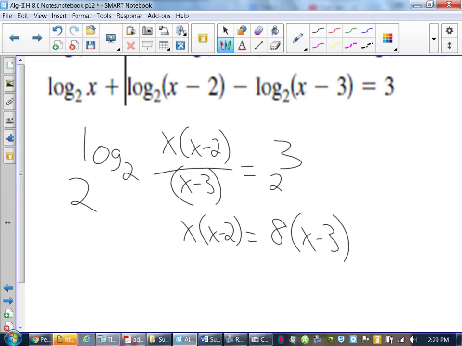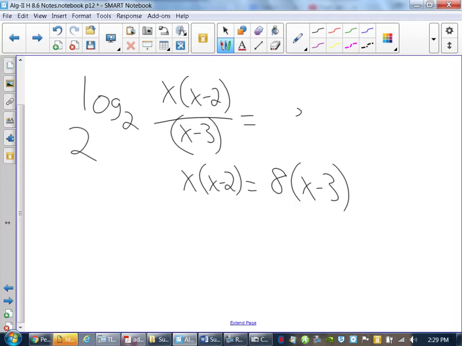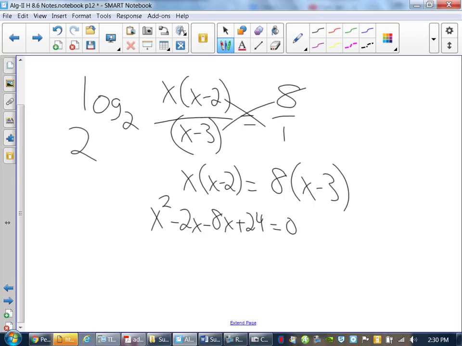Then you wind up with fraction equals fraction, which means you cross multiply it out. X squared minus 2x minus 8x plus 24 is 0. All I did there was, as I distributed the 8, I just brought it back to the left-hand side because we're going to have to do that eventually anyway.